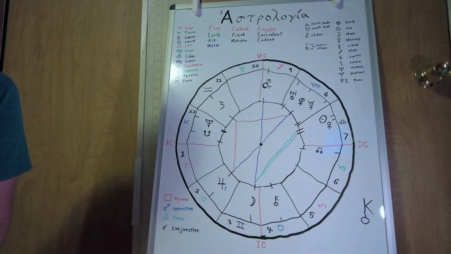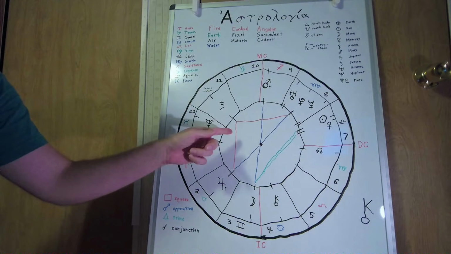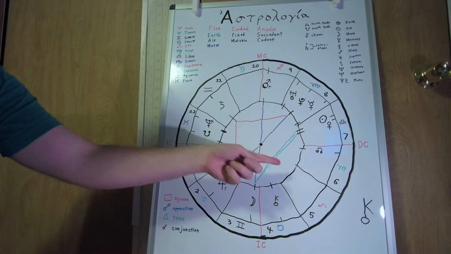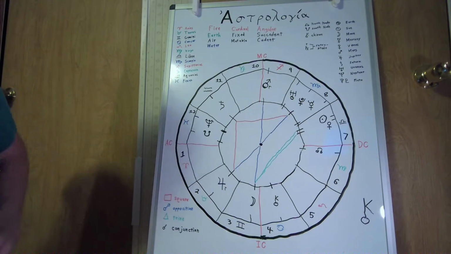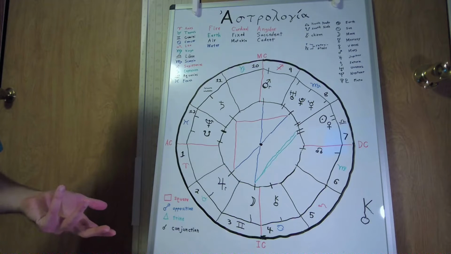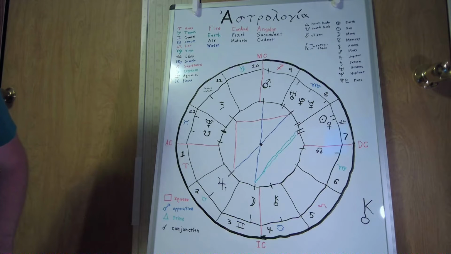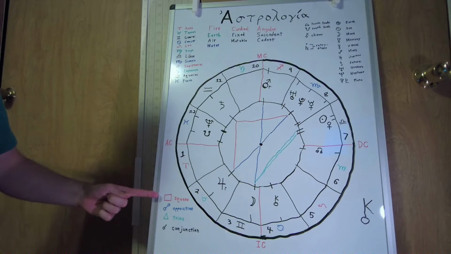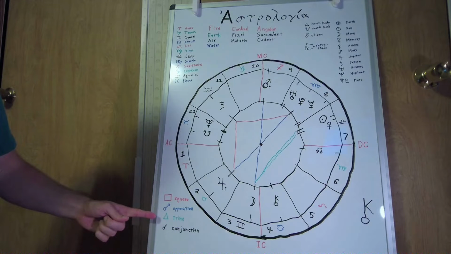Now, you'll notice there are several colored lines in the middle of this chart. These are aspects. The aspects will be between two planets, or two points, or a point and a planet. Now there are many types of aspects, but the ones we are going to cover, because they're the most influential, are a square, an opposition, a trine, and a conjunction.